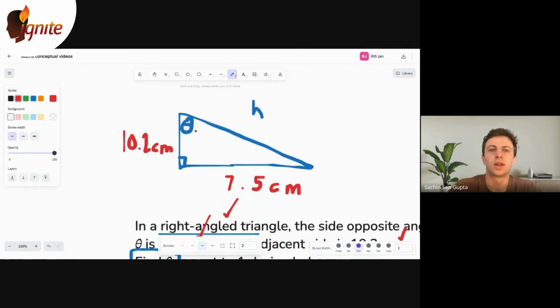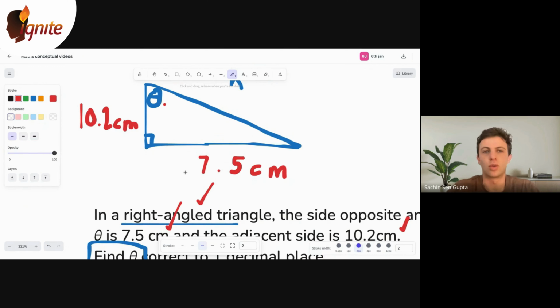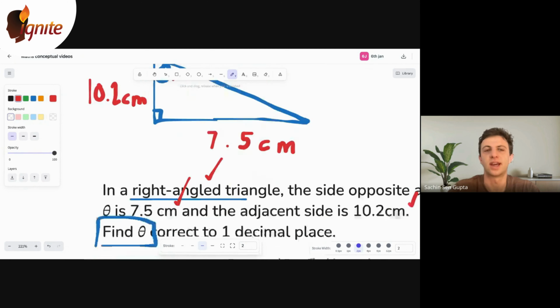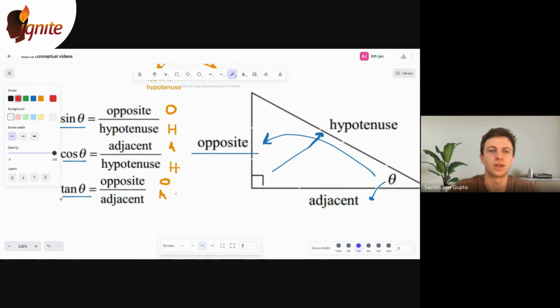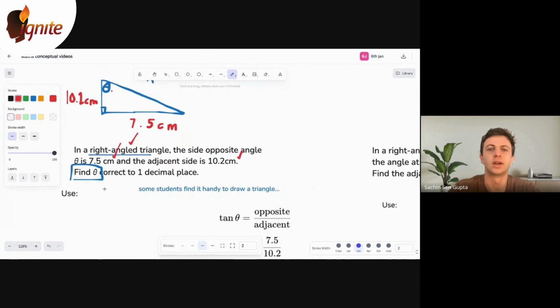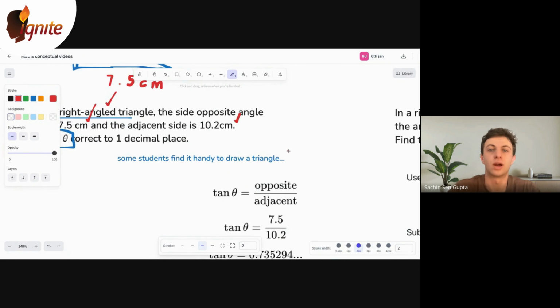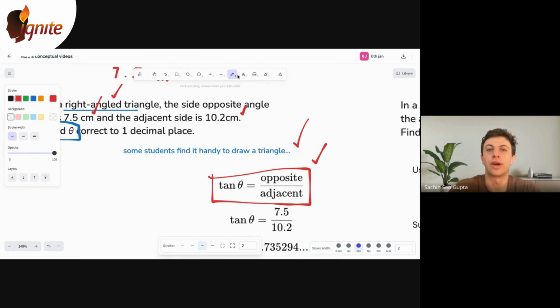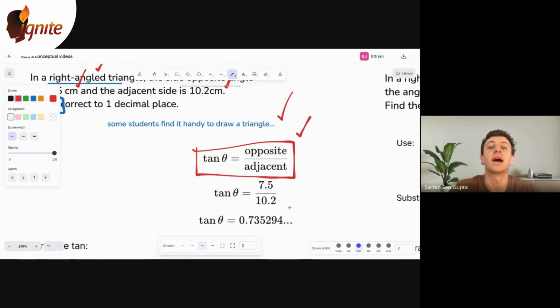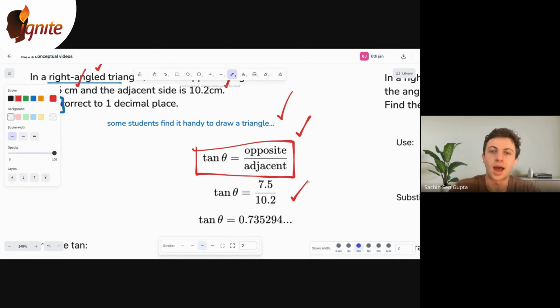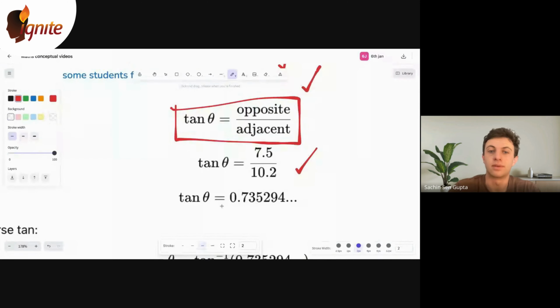So we have to think back to our SOHCAHTOA. What is it? We've got opposite and adjacent. So TOA. So we're going to be using the tan ratio, which is this one here: tan theta equals opposite over adjacent. The best students, so draw the triangle, will just give that blank formula outright. Teacher sees that, good, they're using the correct ratio, and they can give you some marks, and then they substitute in, and then they simplify here.